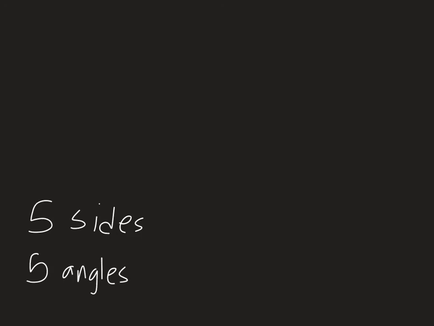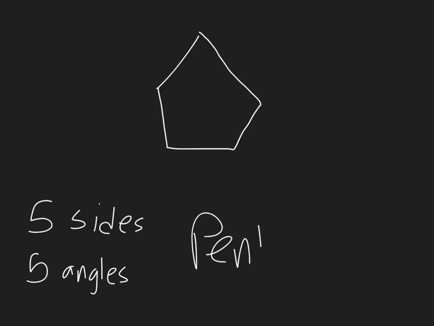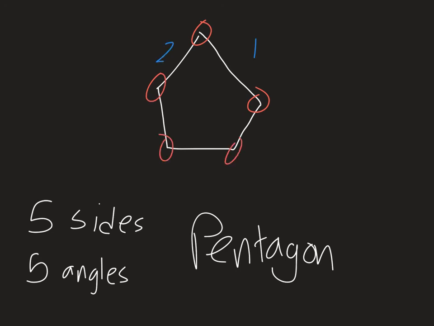The next shape we're going to look at is a shape that has 5 sides and 5 angles. I always have a hard time drawing these. This shape is called a pentagon. Pentagons have 5 sides and 5 angles. Or 5 angles and 1, 2, 3, 4, 5 sides.